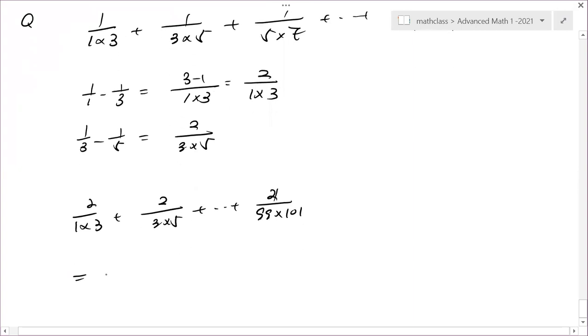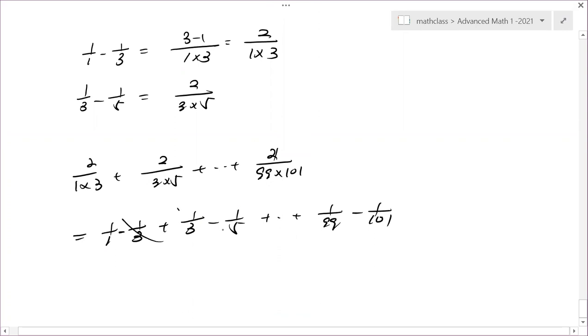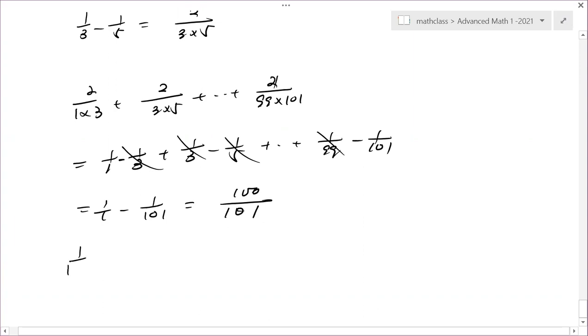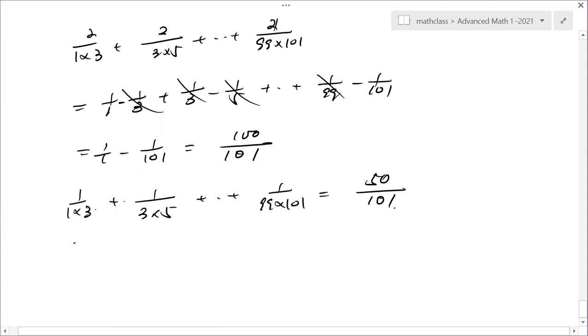We can solve that problem first. So that's just 1 over 1 minus 1 over 3 plus 1 over 3 minus 1 over 5, and keep it going, 1 over 99 minus 1 over 101. And all the terms in the middle are gone. So you get 1 over 1 minus 1 over 101, and combine them, you get 100 over 101. Okay, this is almost equal to 1, but you have to divide by 2. The reason I have to divide by 2 is that in our original problem, there's no 2 in the numerator, right? So 100 divided by 2 is 50. So 50 over 101 is the correct answer.